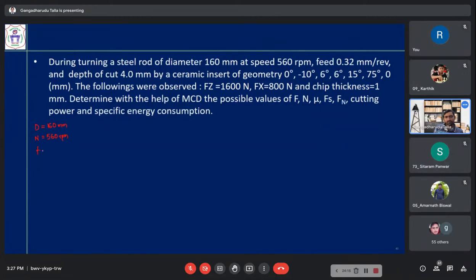Feed. In fact, they have given feed rate. Okay. And feed only, in mm per revolution. And depth of cut 4 mm, by a ceramic insert of geometry. Okay, insert geometry is given here. It is an orthogonal turning process. So from this you can get some information. What is the information you can get?